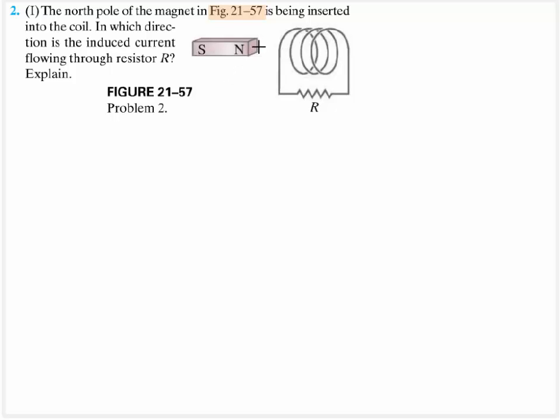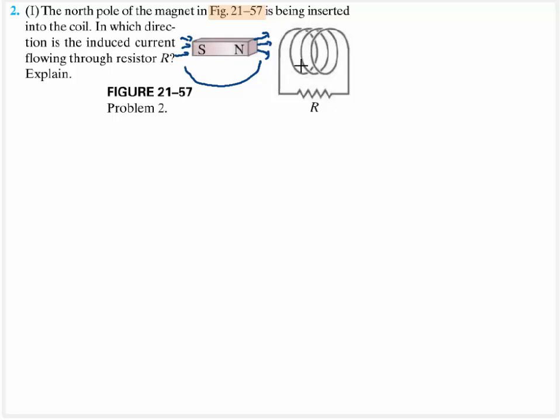And some solved problems for chapter 21. Very hard concept is that of induction. If you think about this magnet for a second, it's going to have a magnetic field that's going to be coming out of the north end, kind of maybe wrapping around, coming into that south end.